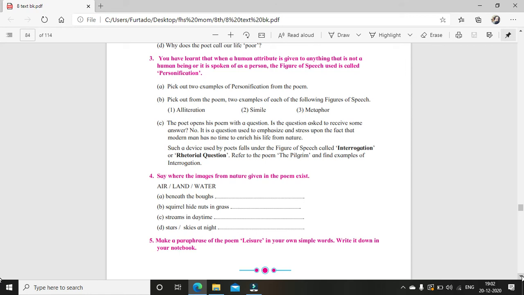Like you see, beneath the boughs. What is beneath the boughs? It means land. Squirrels hide nuts in grass. Where is the grass? Again land. Then streams in daylight, water. And stars is air, or you can say sky. Okay. So this much only homework, and as per your textbook, your portion is over.